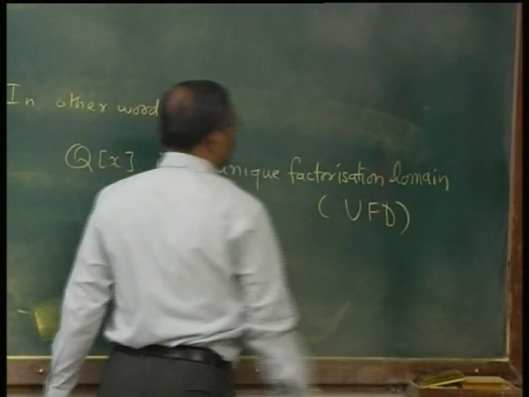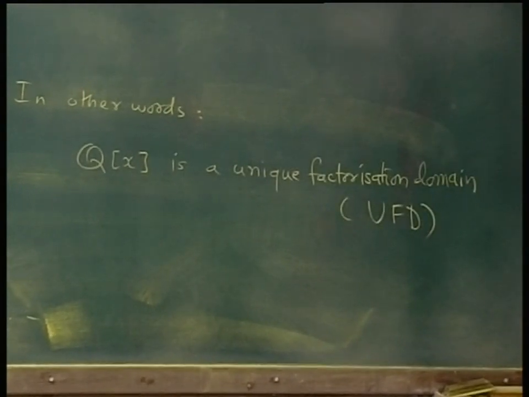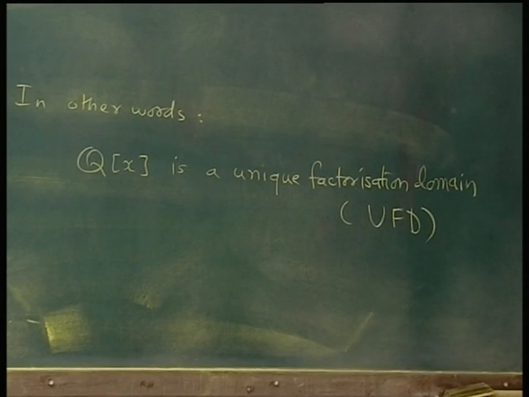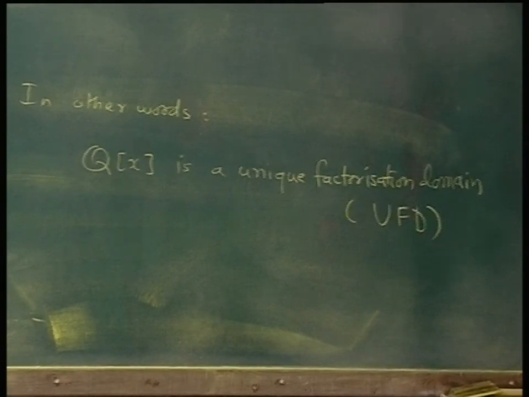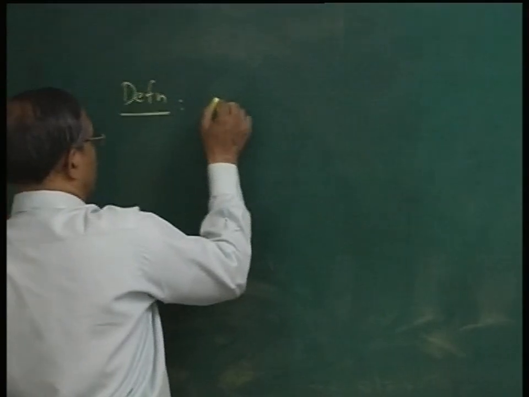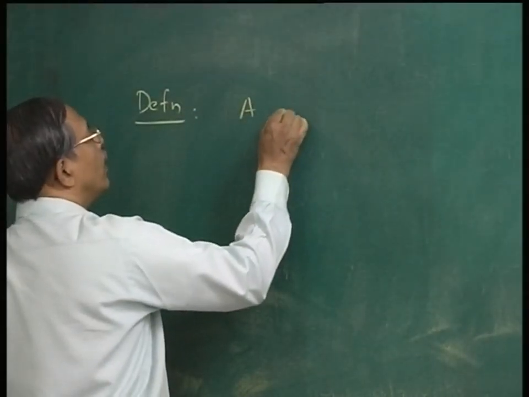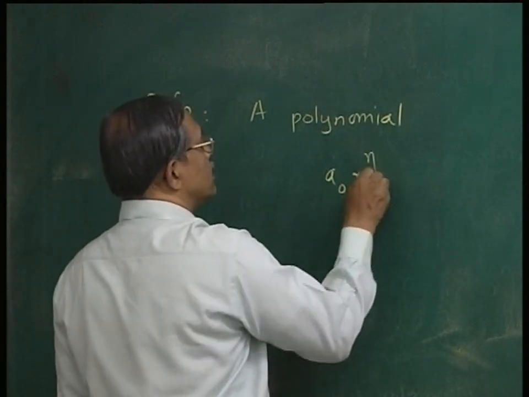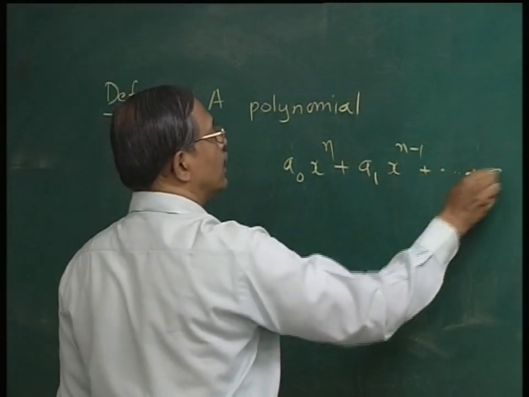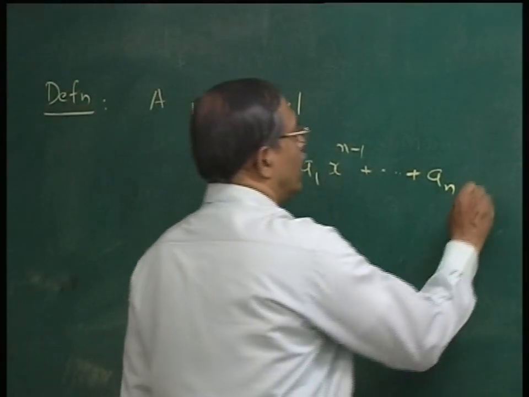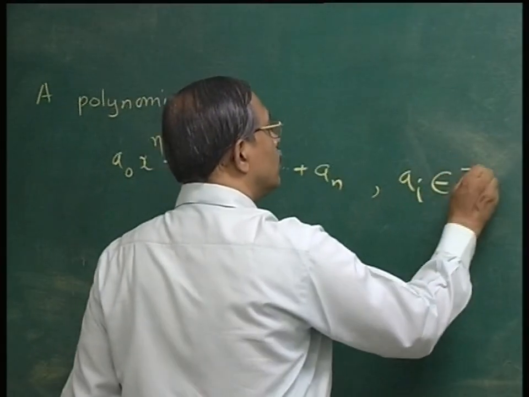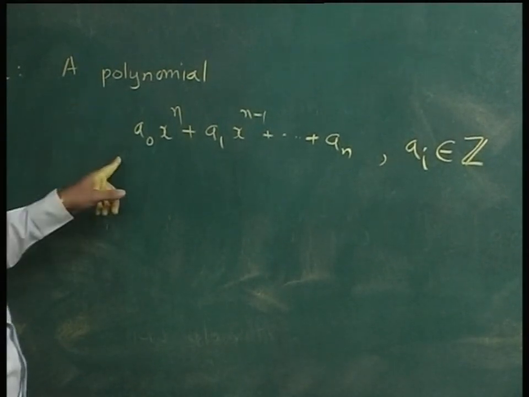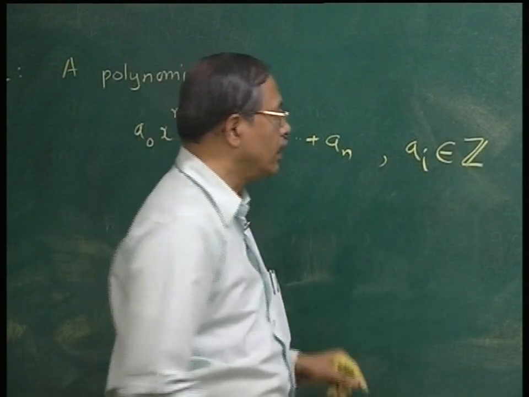In short, we write UFD. Q[x] is a unique factorization domain. We define a primitive polynomial. A polynomial a0 x^n + a1 x^(n-1) + etc. plus an, with ai belonging to Z. All these coefficients are integers, and this is a non-zero polynomial we are taking. So these are in Z, not all zero.